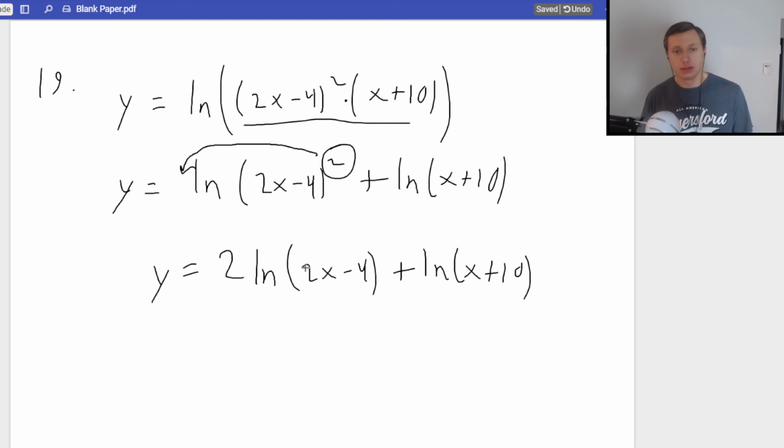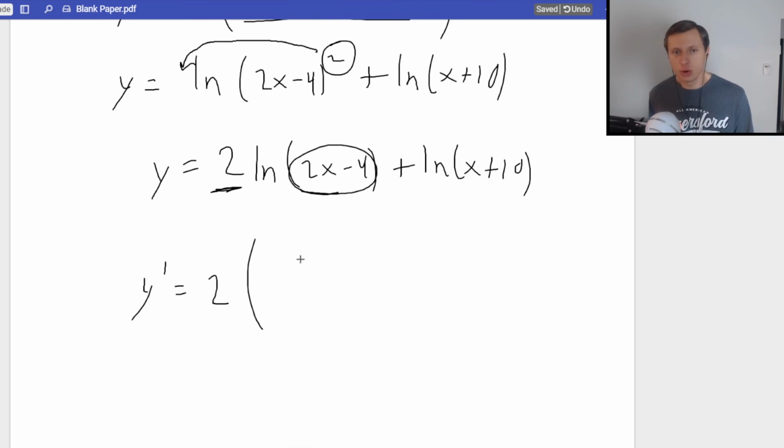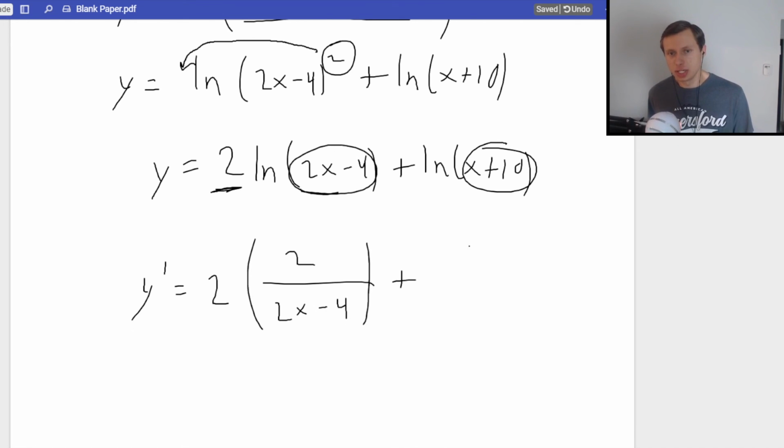And now I'm ready to take the derivative. So we're like halfway done this problem. Actually, more than halfway. So for this derivative, what do we do with this 2? Well, this 2 is just a coefficient, so we're just going to take it along for the ride. So 2 times derivative of 2x minus 4 is a 2 in the numerator divided by 2x minus 4. There we go. Then plus derivative of x plus 10 is just 1 divided by my original x plus 10.